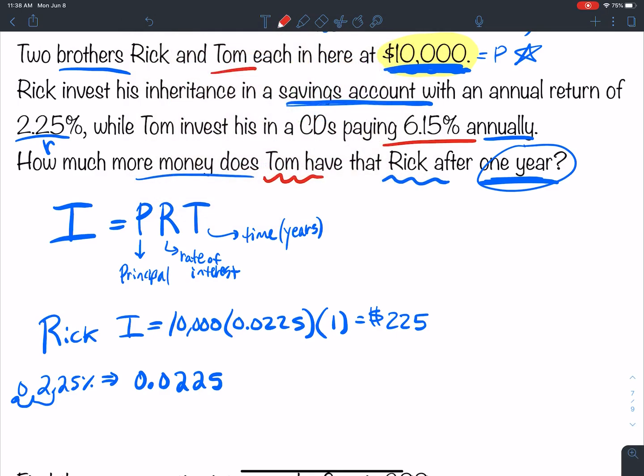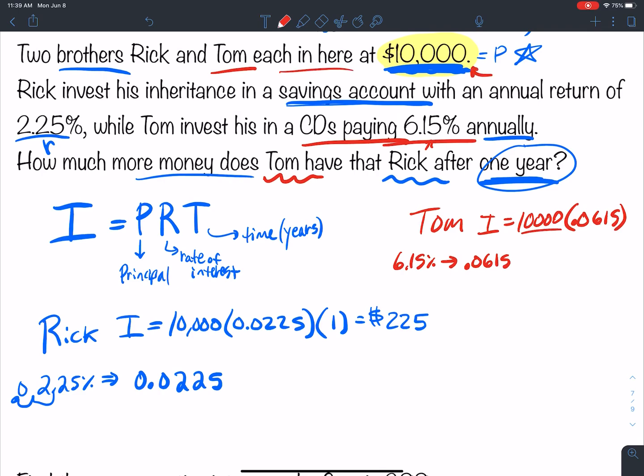Now Tom has CDs that pay 6.15%. 6.15% turns into 0.0615 in decimal form, so the rate is 0.0615. Your principal's the same for both guys, right? They both inherit $10,000, and then the time is 1 year. If I multiply this out, I get $615. So Tom made $615, and Rick made $225.